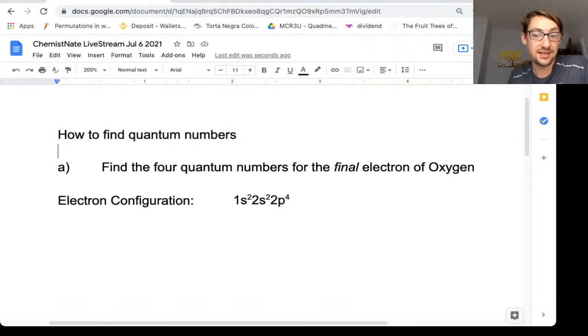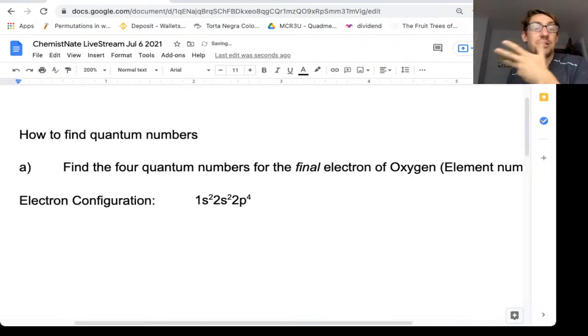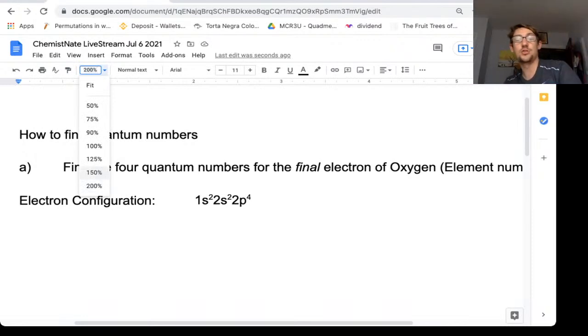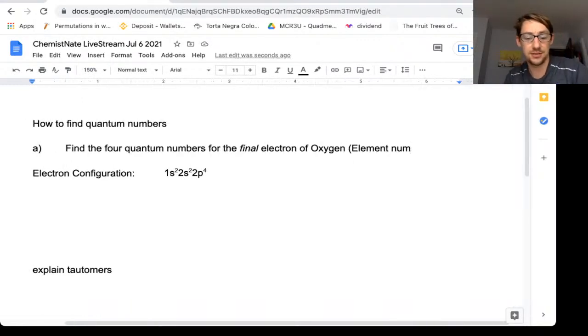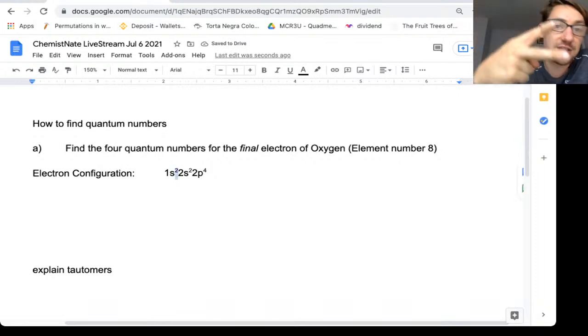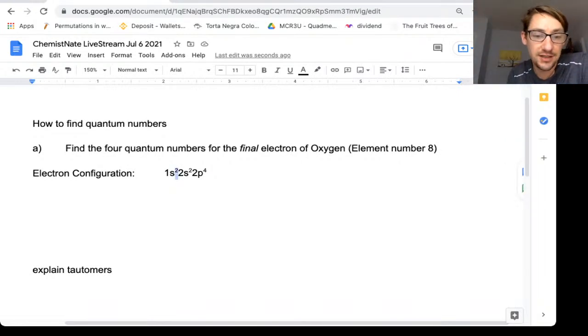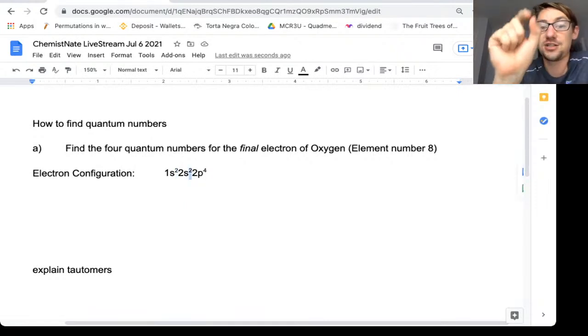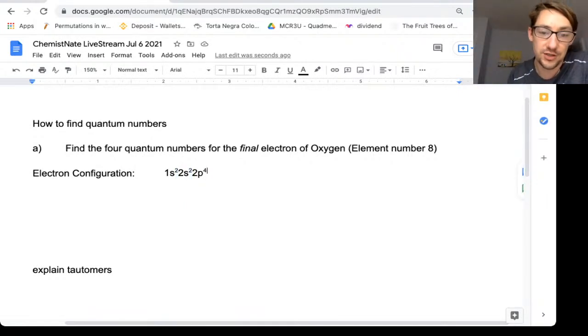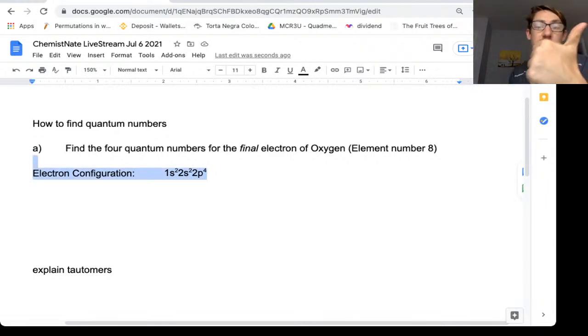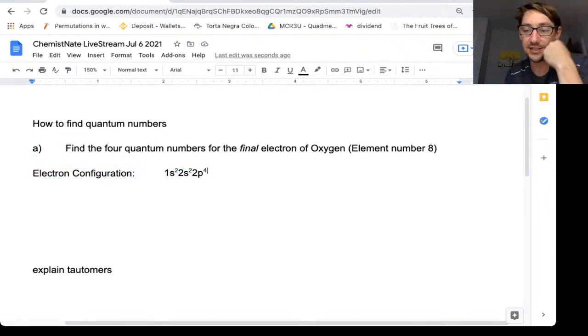Now oxygen, however, is element number 8 on the periodic table. So we actually only want 8 electrons total in the neutral atom here. Element number 8, there we go. The little superscript 2 here tells you that it has 2 electrons in the first shell, 2 electrons in the 2s subshell, and 4 extra electrons in the 2p subshell. 2 and 2 and 4 make the 8 electrons.